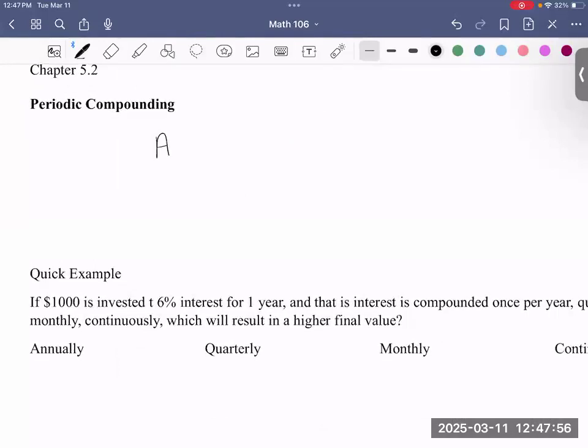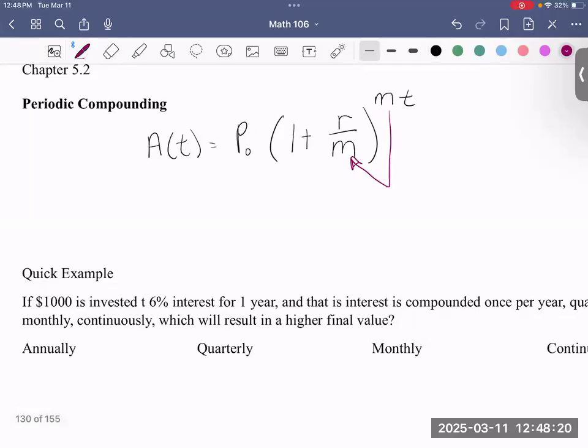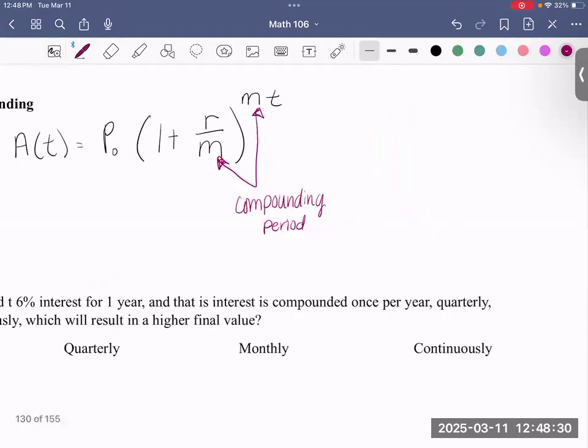So we know that A of t is your amount. We know that P of t is your initial amount. Then when it comes to compounding over a specific number of times in a year, we can say 1 plus your rate over m, this is your compounding period, raised to m times t. So really the only new thing is this m here, which is your compounding period.